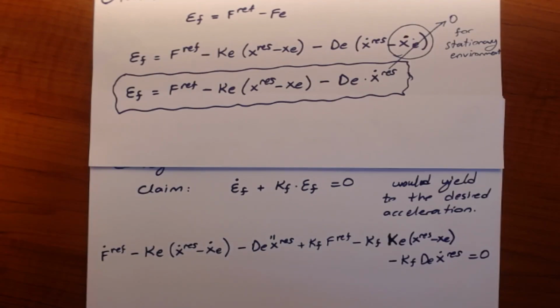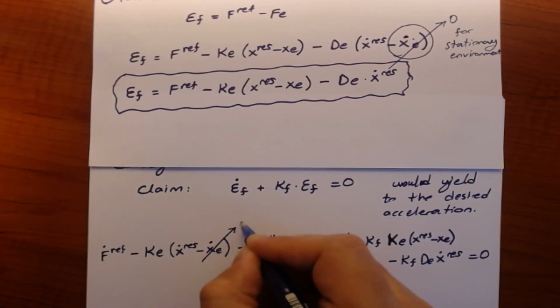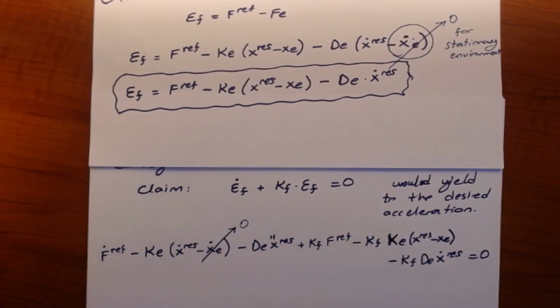Now there are some terms here that will also fade away. There is only actually one term. Recall that we assumed stationary environment, which means that this should also go to 0 value.